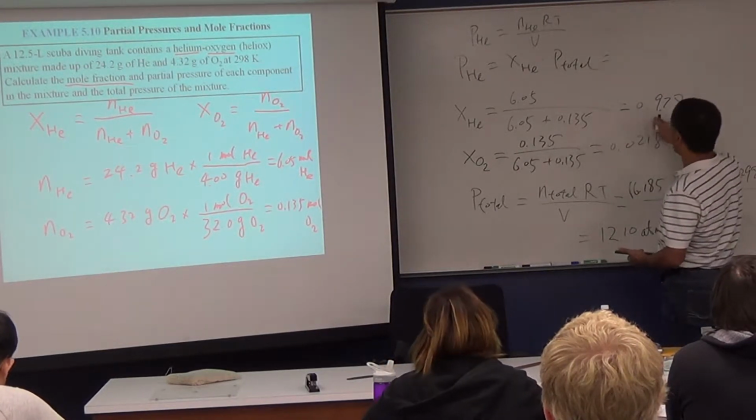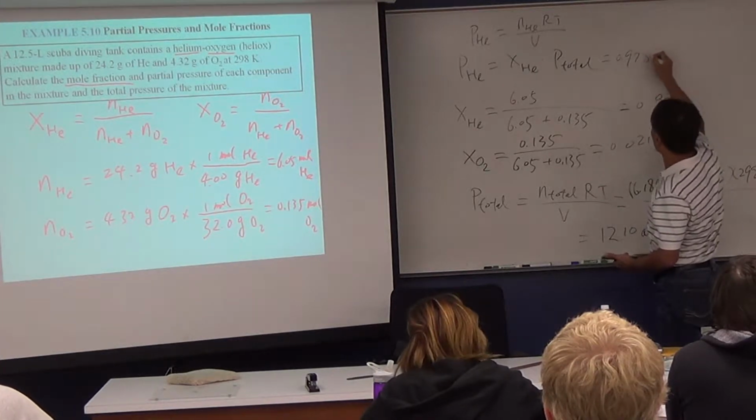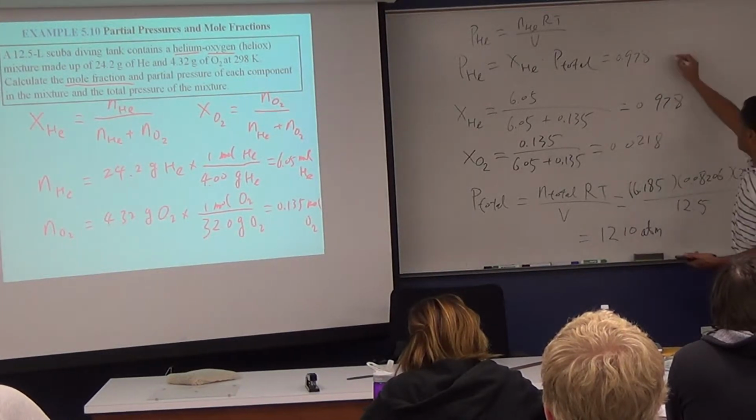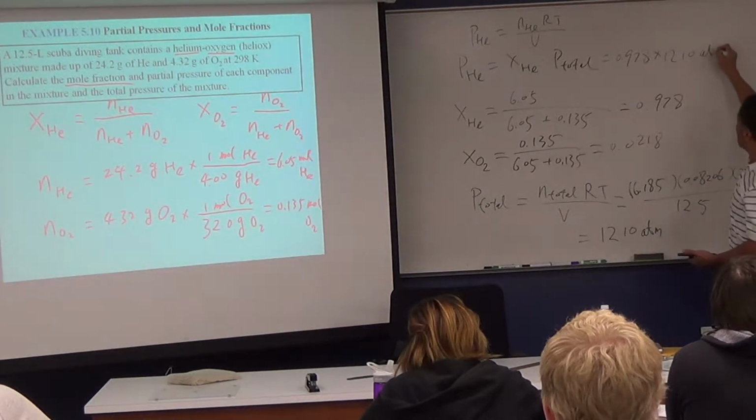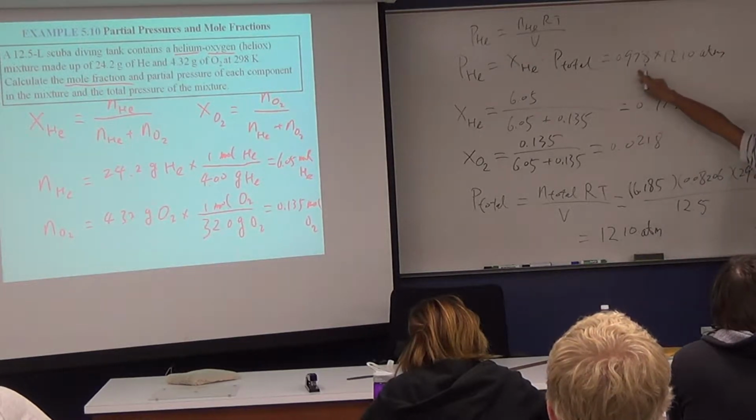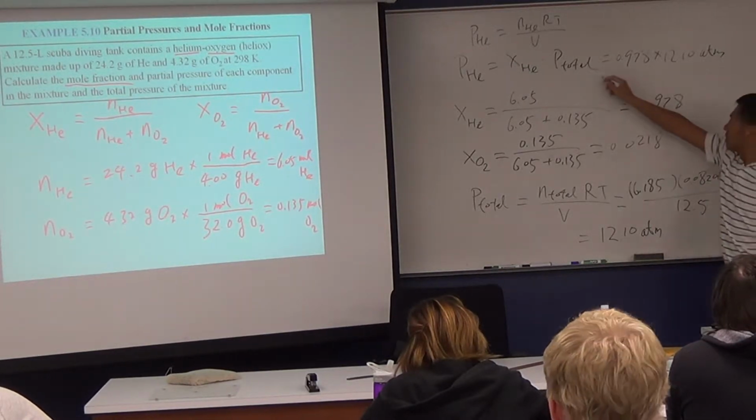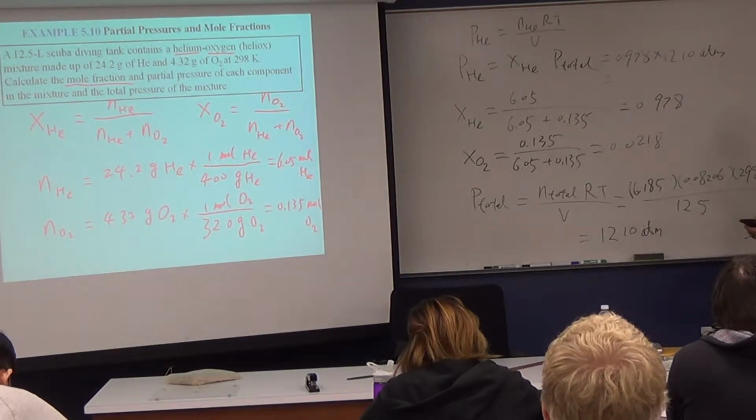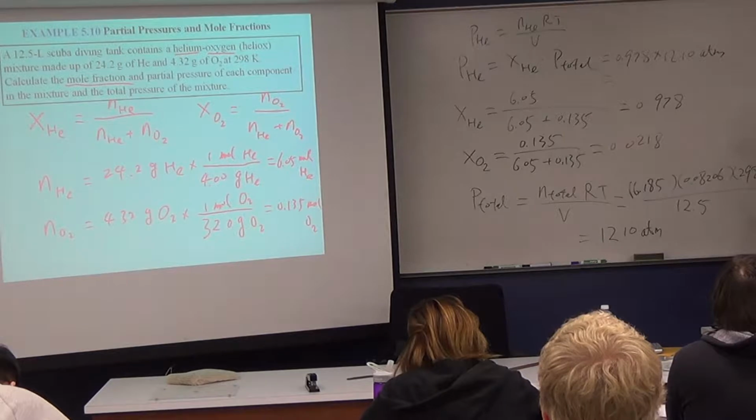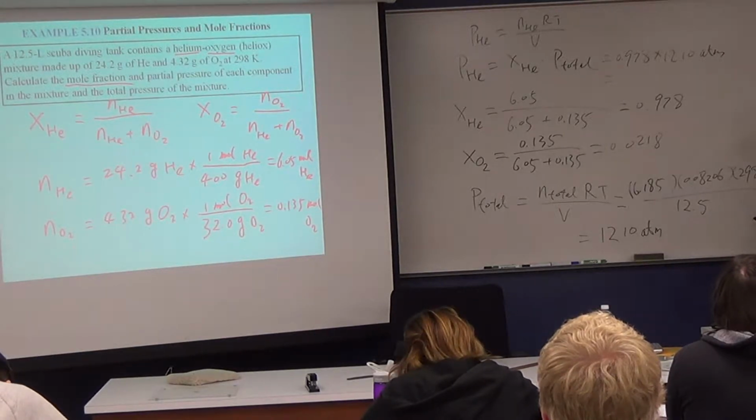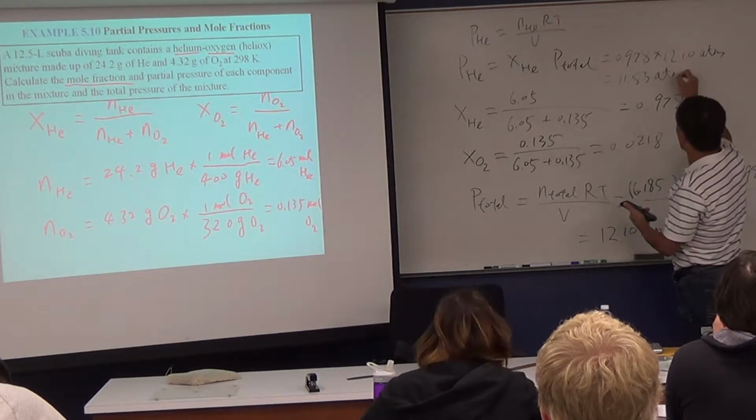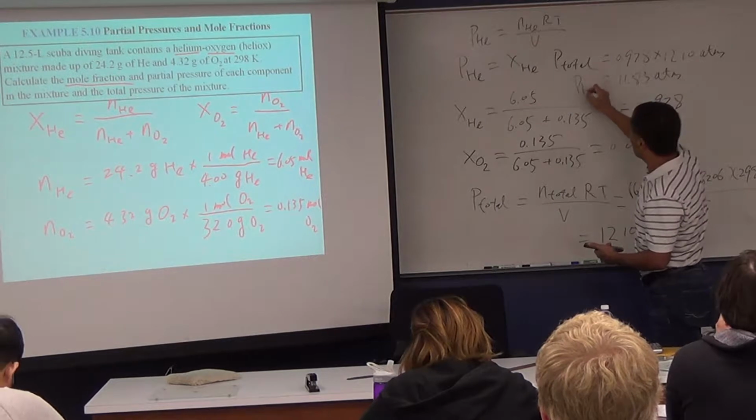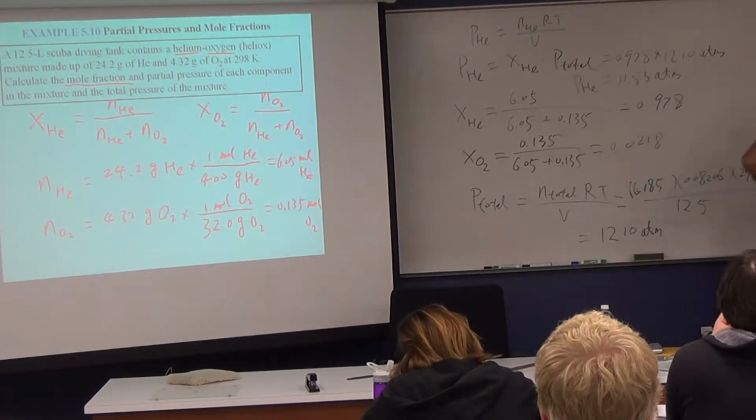Alright, so you have this small fraction, 0.978, and the total pressure is 12.10 ATM. The fraction is unitless and the total pressure is in ATM, so you get ATM for the pressure, which makes sense. 12.1 times 0.978 gives you 11.83 ATM. We call that P helium, the partial pressure of helium. Right?